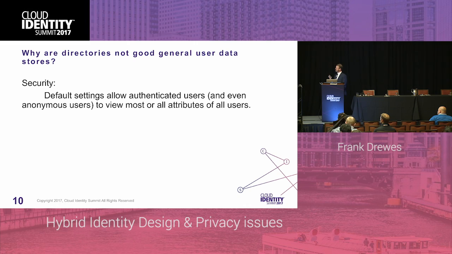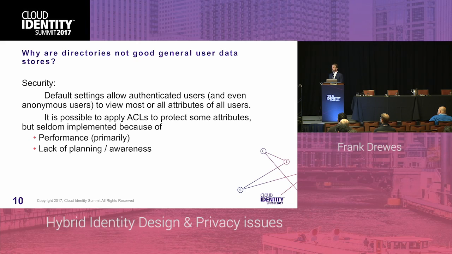So why aren't directories a good place to put that? Because with pretty much everything you put in a directory, the default settings are that any authenticated user, and even in some cases non-authenticated anonymous users, can see most, if not all, the attributes about other people. While it is possible to put security around that, it's very seldom implemented, first because of performance. You put a bunch of ACLs on attributes and suddenly your performance takes a dive. In fact, that's usually one of the first things we turn off when we have performance issues. And then it's just easy and convenient, we don't think much about it, we just do it.